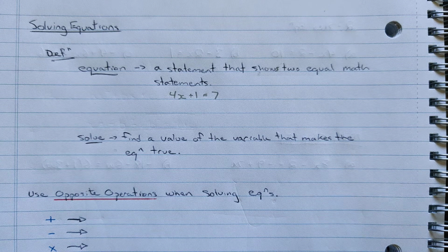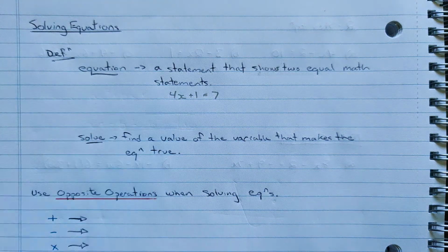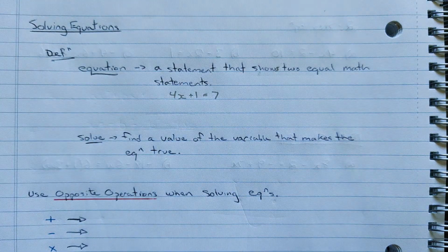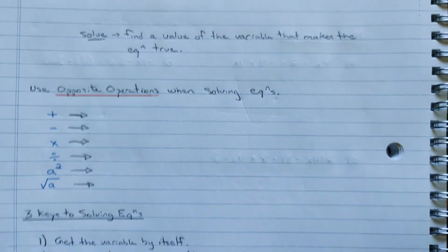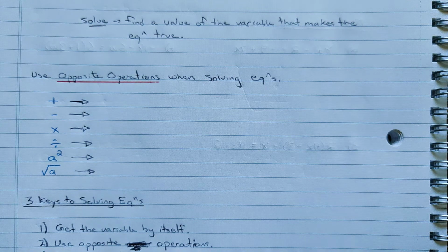So if it has an equal sign in it, we're usually looking at an equation. So just look for that equal sign. It's something that you might be able to solve. So oftentimes we're asked to solve these equations, which means we want to find the value of the variable that makes the equation true. So there's a couple of key things to keep in mind. One of the first things is that we're going to use opposite operations when solving equations.